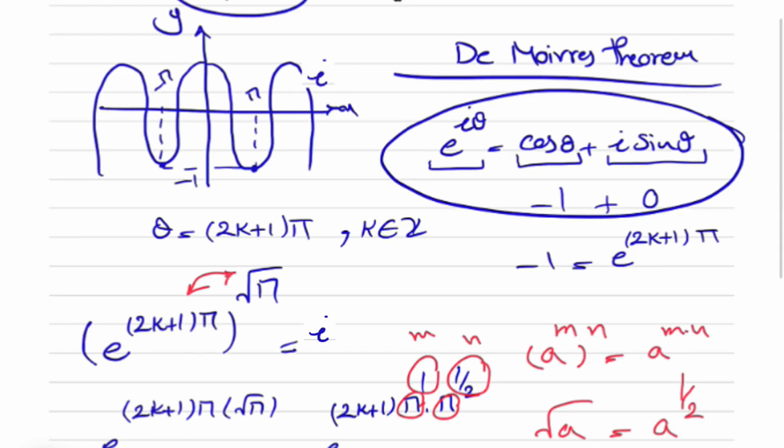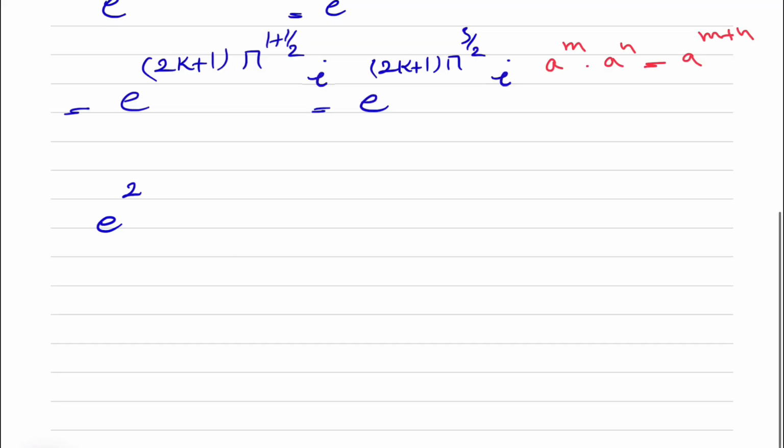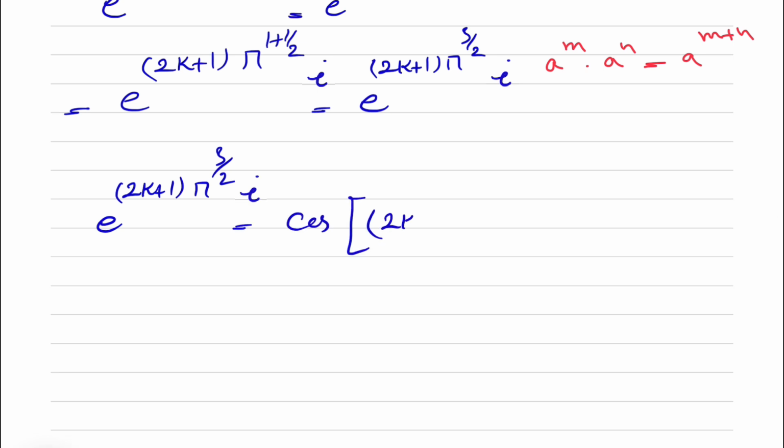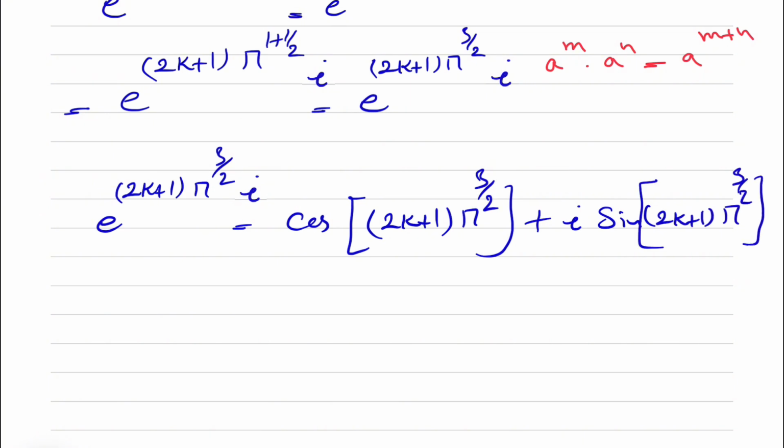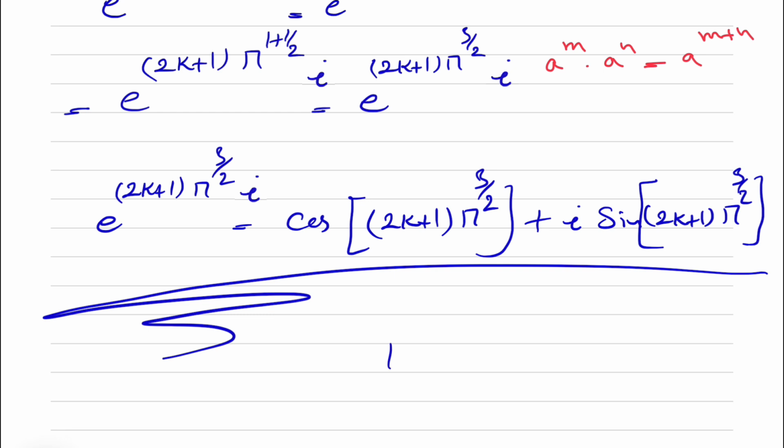We can write it down based on Euler's theorem, so it can be written as this: e to the power of (2k plus 1) times pi to the power of 3/2 can be written as cosine of (2k plus 1) pi to the power of 3/2, plus i times sine of (2k plus 1) pi to the power of 3/2. So that's going to be the final answer. And obviously, again, our k belongs to the integers, so we have infinitely many answers for this question.